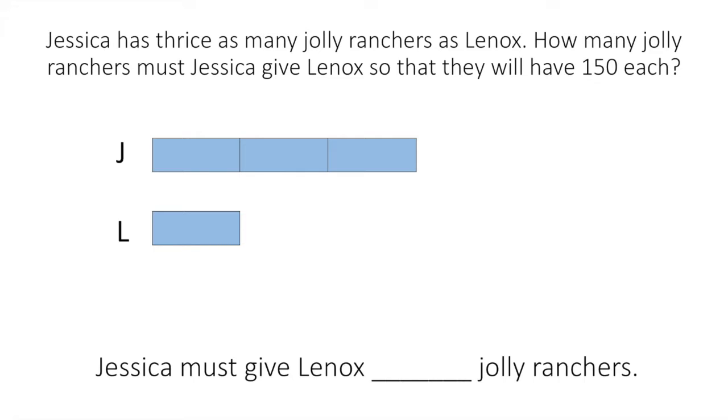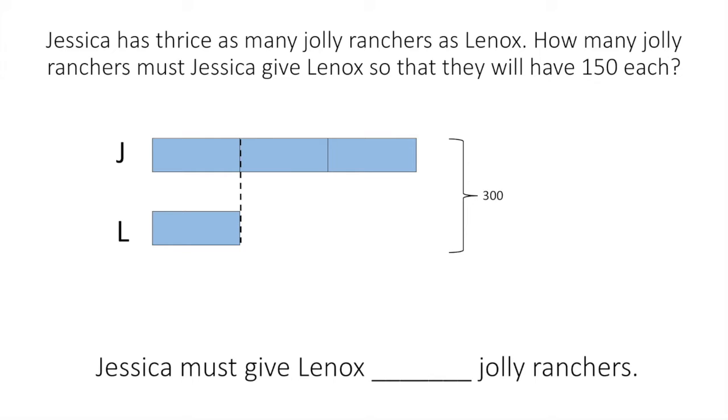So if they're going to end up with 150 each, I can use that information to label the total because they're going to start with the same amount. 150 each means that they'll end with a total of 300, and that means that they're starting with 300 as well, since Jessica's just giving some of hers away. Now I can begin to solve.